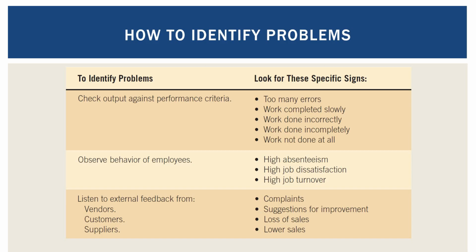Work completed slowly means there is something wrong with the system. Then observe the behavior of employees: high absenteeism, high job dissatisfaction, high job turnover. Then there is a problem with that system.